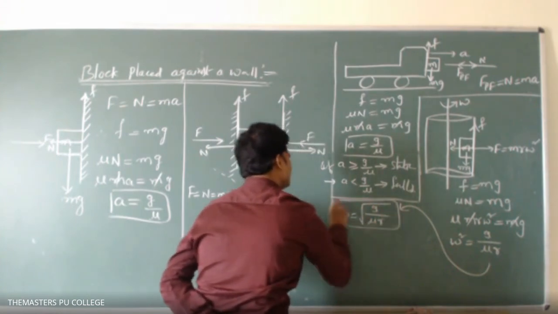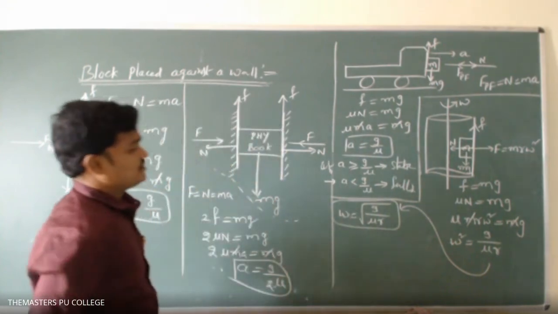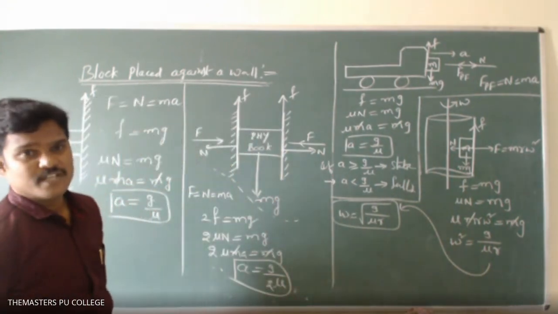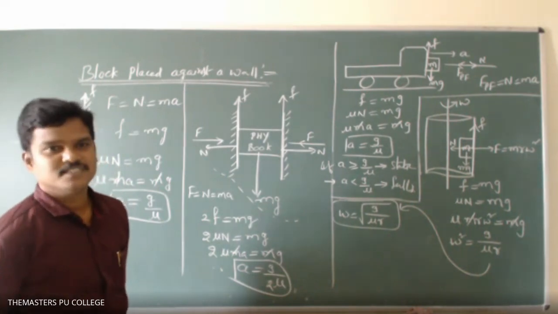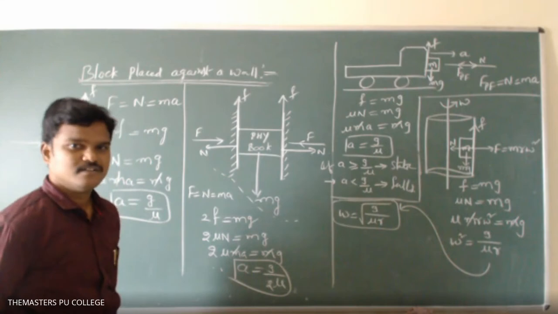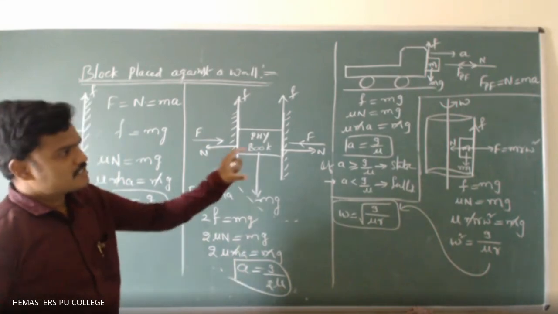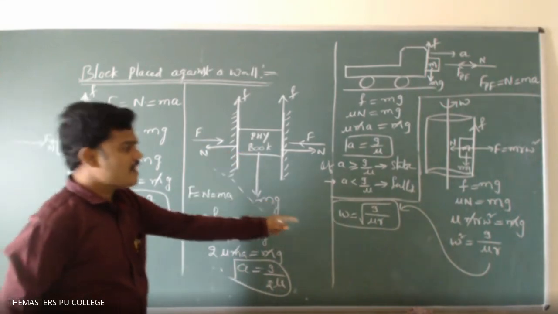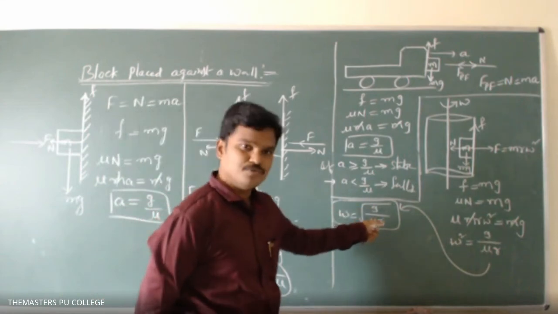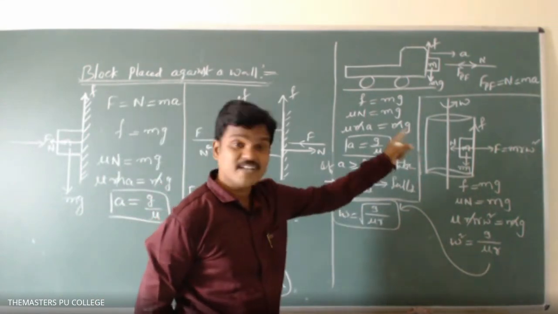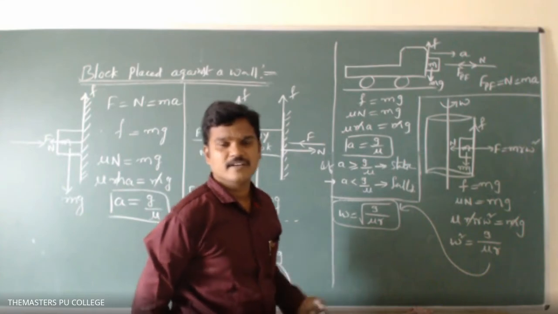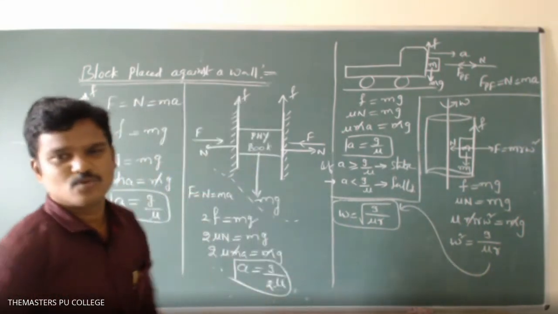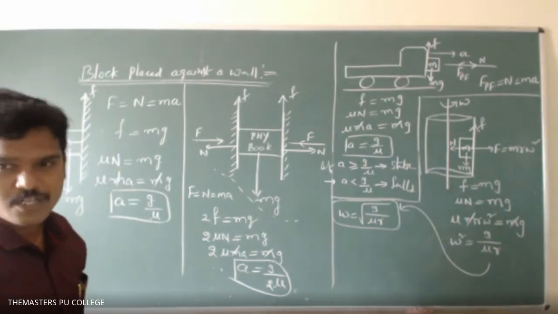So the cylinder has to rotate with this much angular velocity so that the block is at rest. This is the angular velocity of the cylinder. In that situation, if omega is greater than root of g by mu r, the block will be static. If omega is less than root of g by mu r, it will fall down.